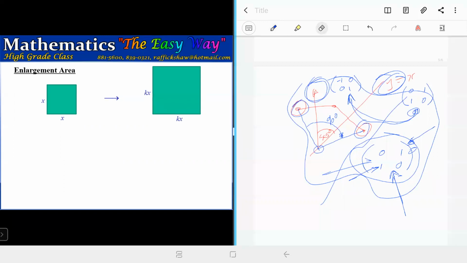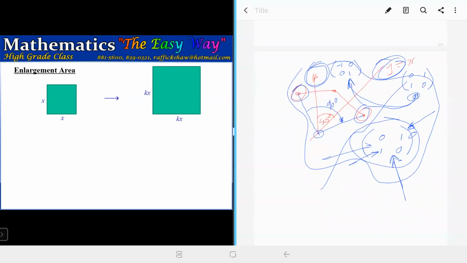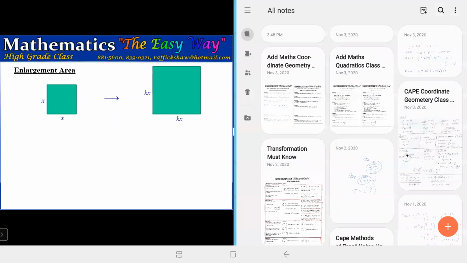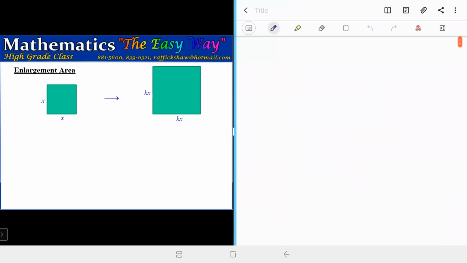Okay, guys, let's get to this thing now. All right, so we are moving forward with enlargement, right? So we have enlargement to do, and then we have some compound transformation and glide reflection and these things, right? We're going to be applying some for general knowledge. All right, so when we spoke about enlargement, we mainly focused on distance, right?